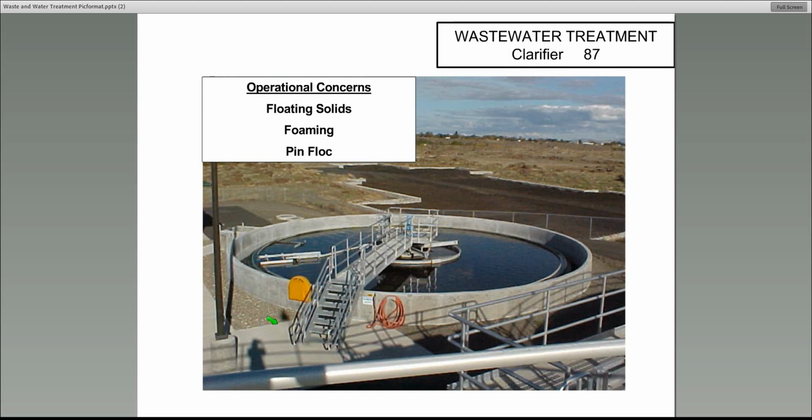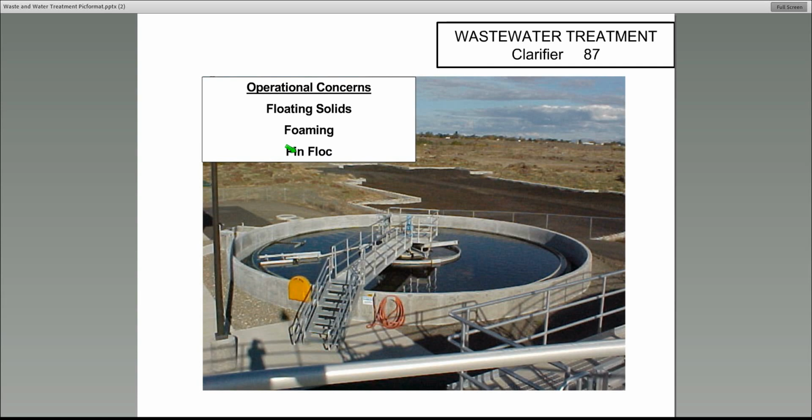This is what a clarifier looks like. Now you can't see all of it, but usually the bottom of it is kind of cone shaped, and this promotes settling because you have real fine particles in here. These are called pin floc. It's a real fine particle that's really difficult to settle out.